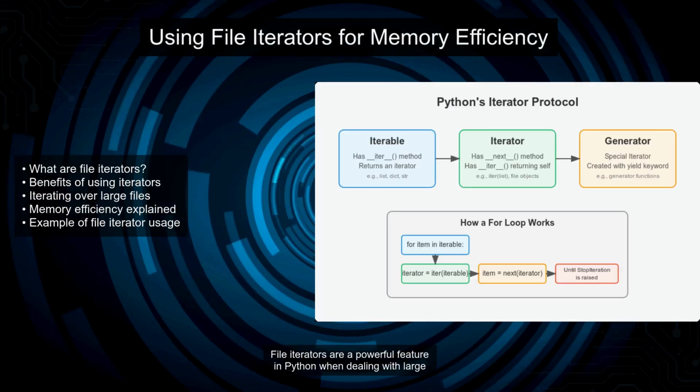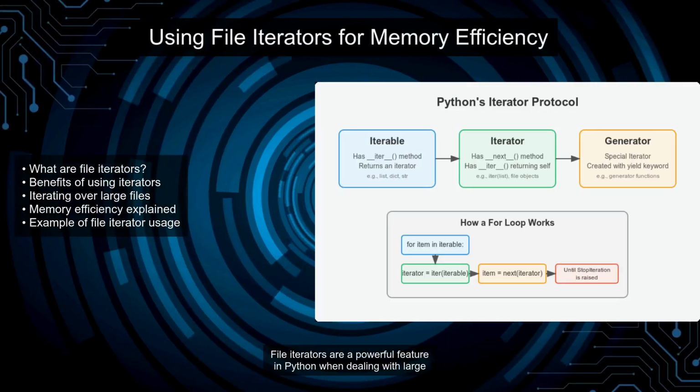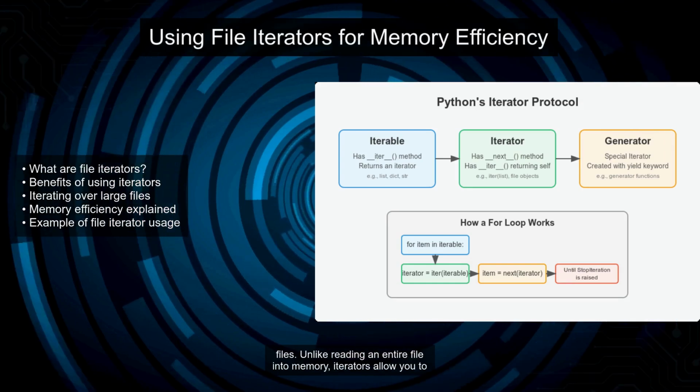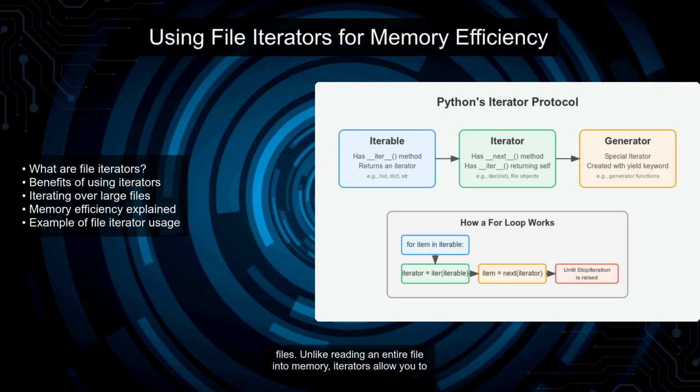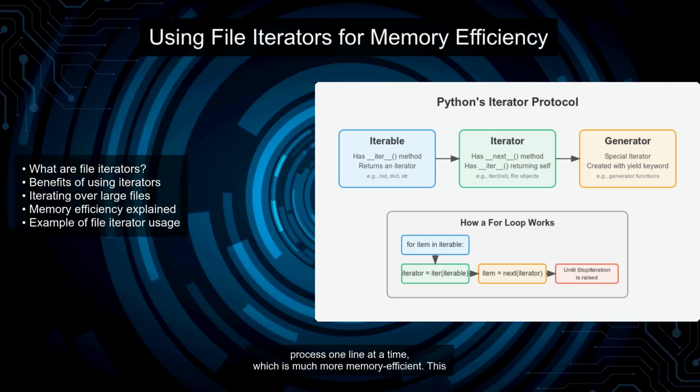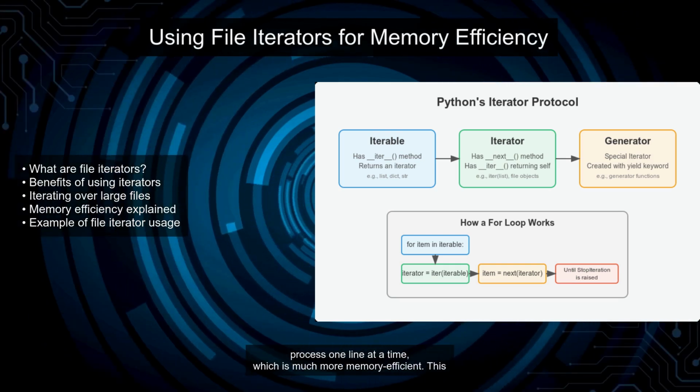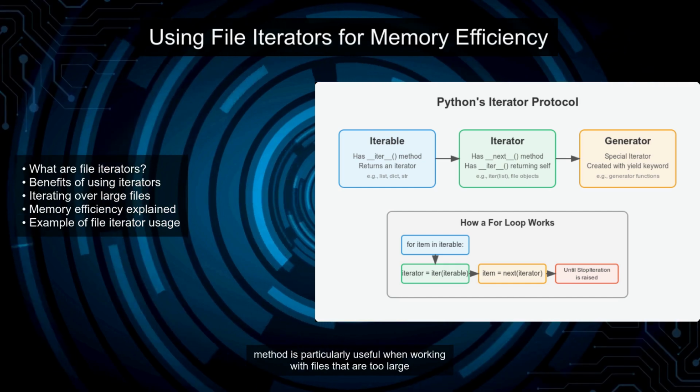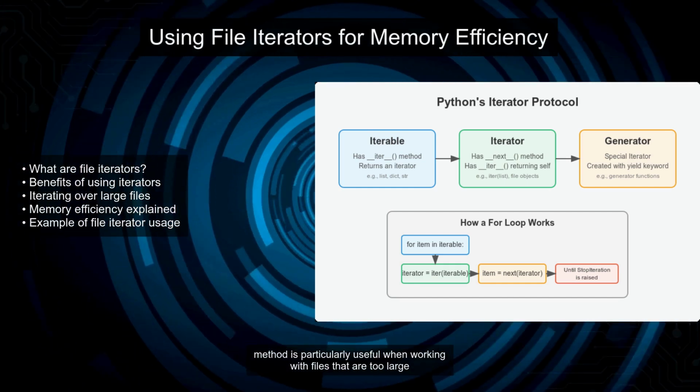techniques. File iterators are a powerful feature in Python when dealing with large files. Unlike reading an entire file into memory, iterators allow you to process one line at a time, which is much more memory efficient. This method is particularly useful when working with files that are too large to fit into RAM.